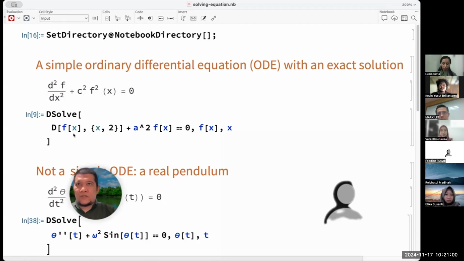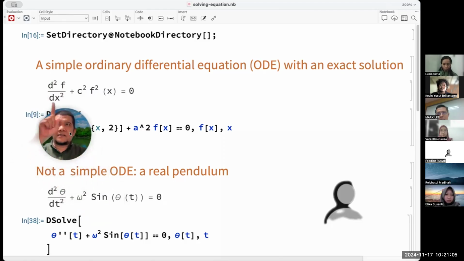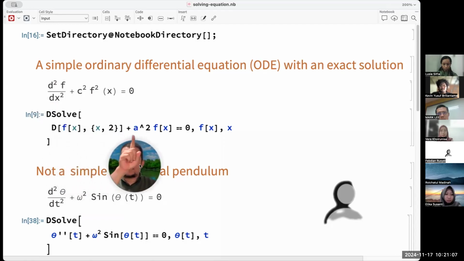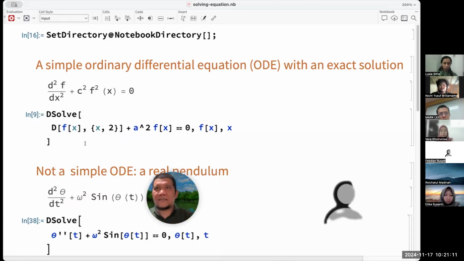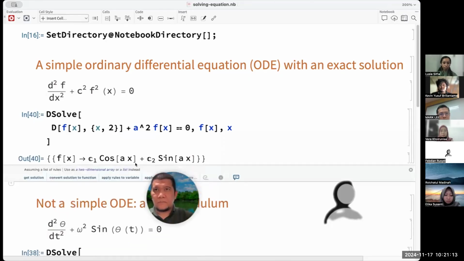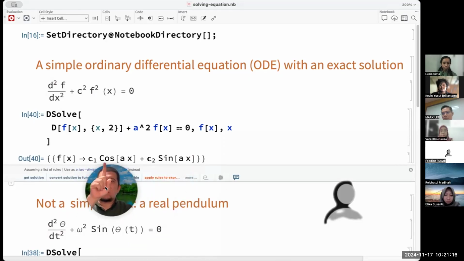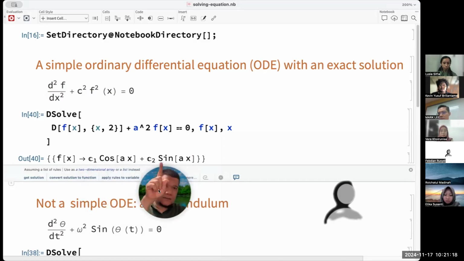See, I will solve it. I will translate this equation into the Wolfram language like this, and let's see how it goes. You got the solution: cos plus sin.